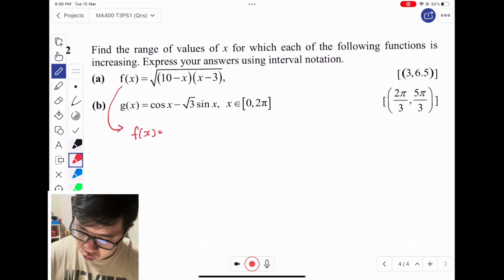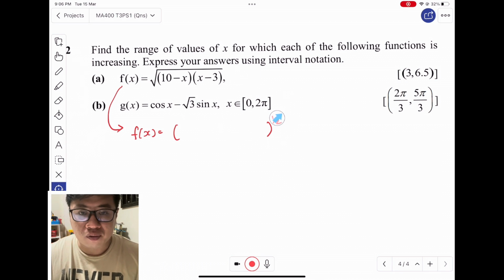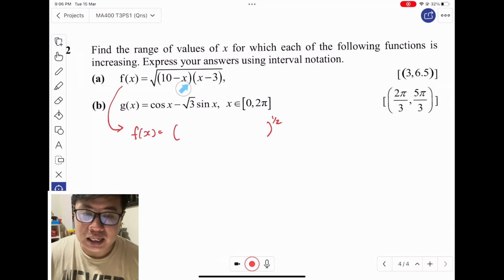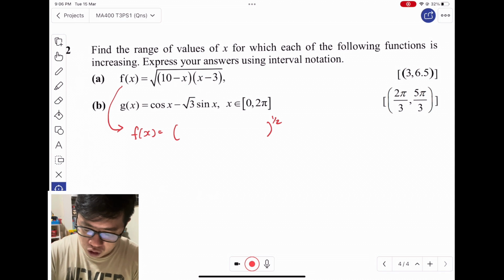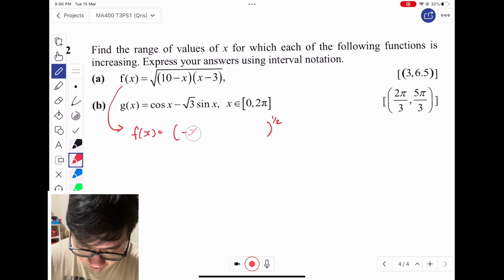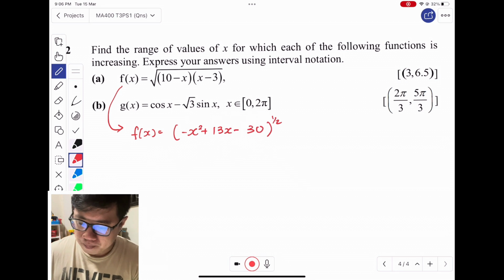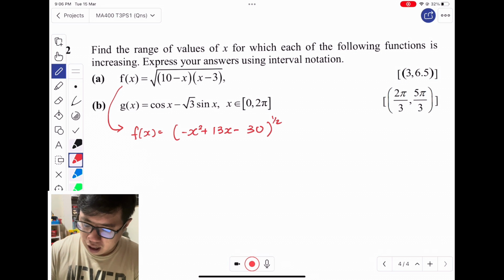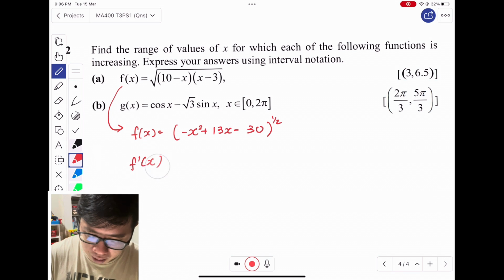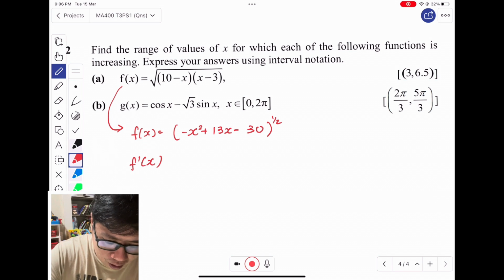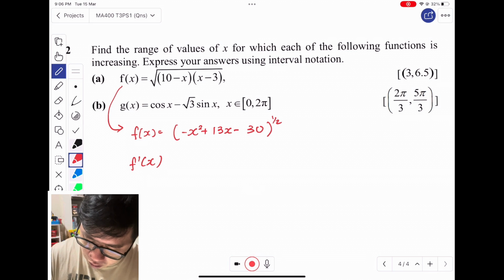let me write this. If I were to just expand it in index form, treating the square root as a power of half, following which I expand the inside so that I don't have to do product rule when I'm doing chain rule, this gives me negative x squared plus 13x minus 30. Okay, now from here, I'll go ahead and differentiate this, because only by differentiating can we look at the f prime x and check whether the function is increasing. Then we can differentiate.